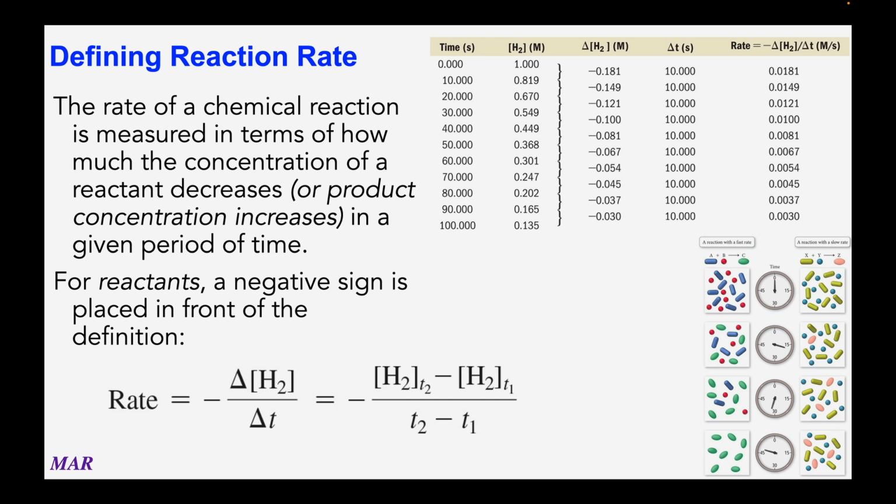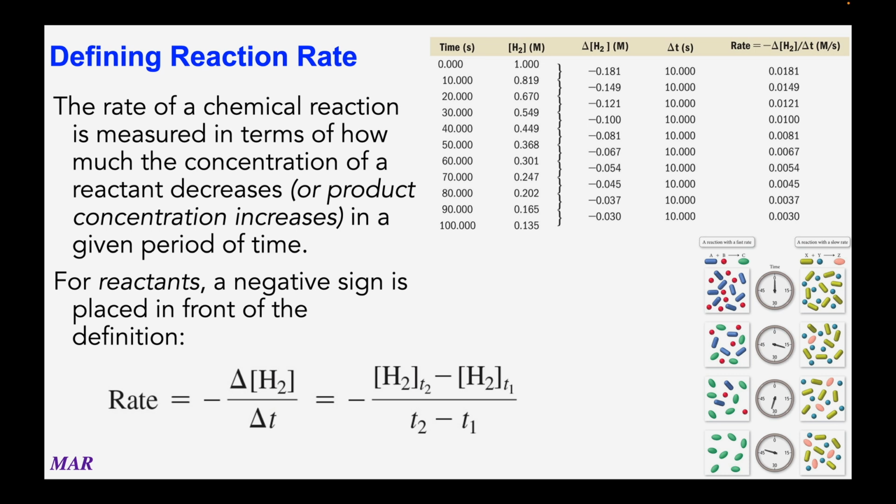So the change in H2, the final time where H2 is measured minus the initial time where H2 is present, that's going to be a negative number, all right? So the delta H2, delta for any reactant is going to be a negative number. So scientists put a negative in front of reactants to make those negative signs cancel out, and you end up with a positive rate.